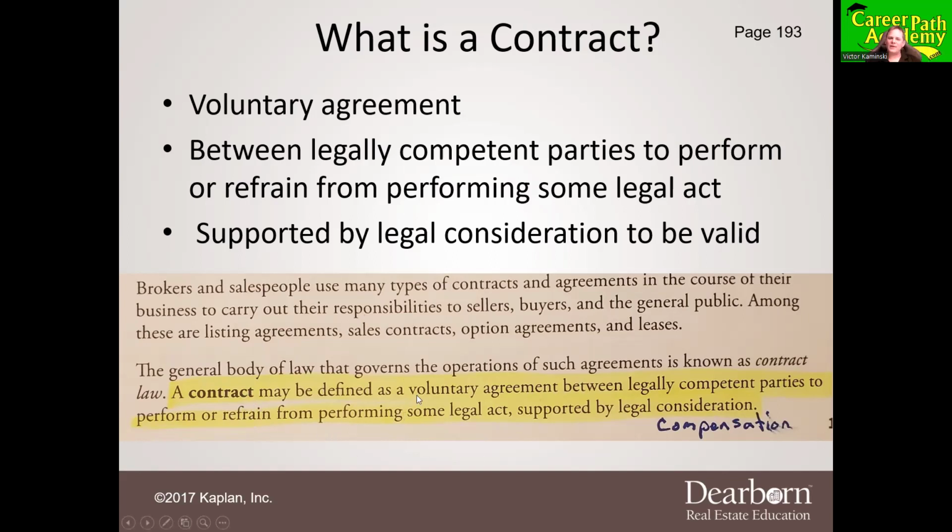So a contract may be defined as a voluntary agreement between legally competent parties to perform or refrain from performing some legal act that is supported by legal consideration. That's the compensation that one gives or receives from another. That's on page 193 at the bottom of the page, the first page of the chapter.